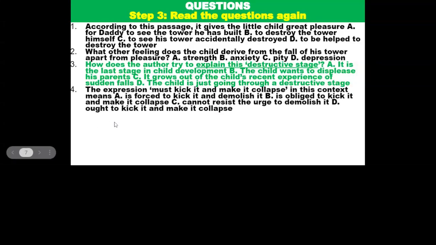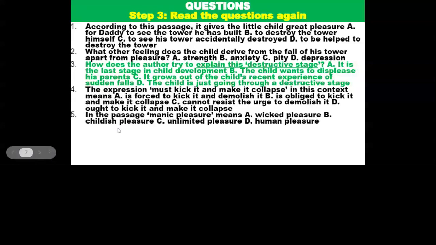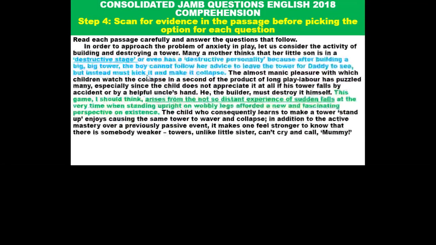Then question number 4, question number 5, we are now specifically dealing with question 3 in response to Vivian's comments. Now let's move on to step 4, and this is scan for evidence in the passage before picking the option for each question. And so here we are going back to read the passage again, and then we scan for the evidence.